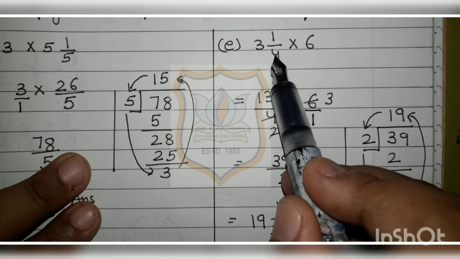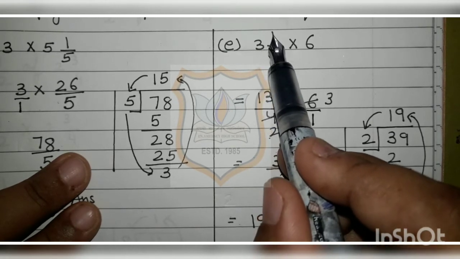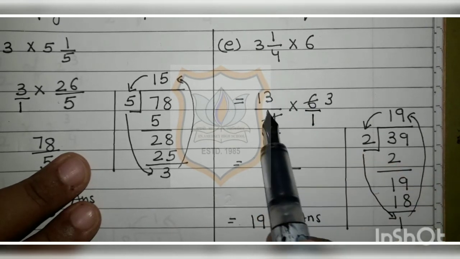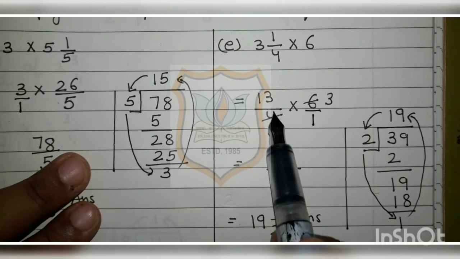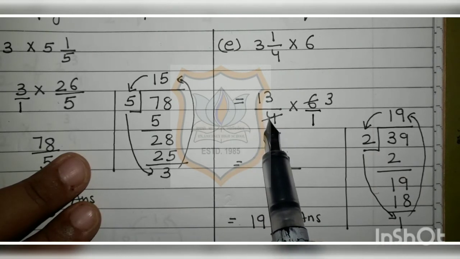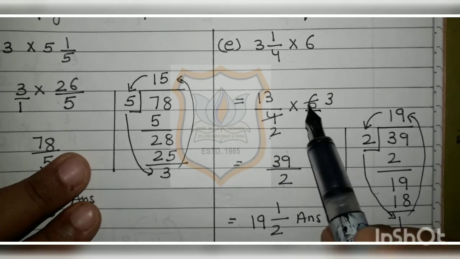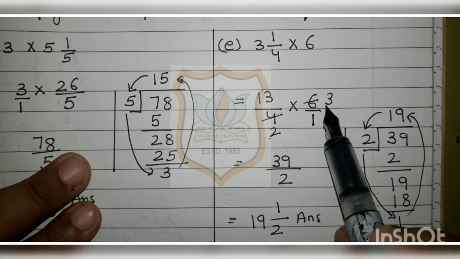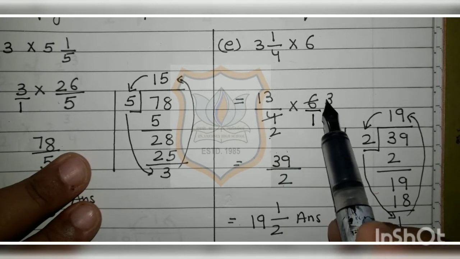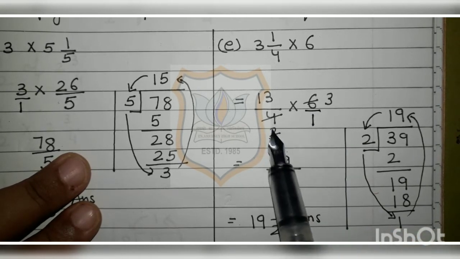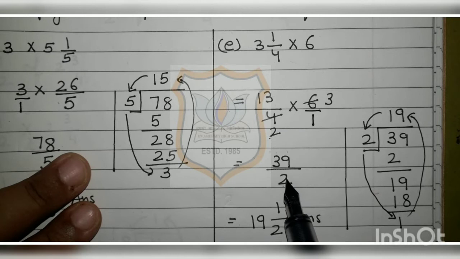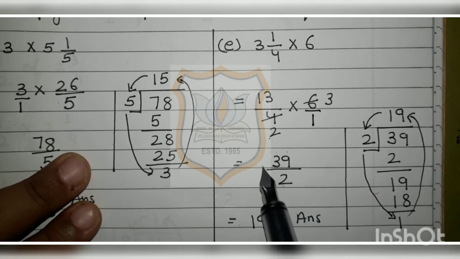For that 4 into 3, 4 3s are 12, 12 plus 1, that is equal to 13. Now our fraction will become 13 upon 4. Now 4 is cancelled by 2, that is 2 2s are 4 and 2 3s are 6. Now 13 into 3, that is 13 3s are 39 and 2 into 1, that is equal to 2. Now our fraction will become 39 upon 2.